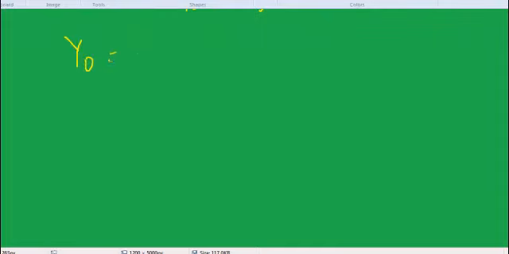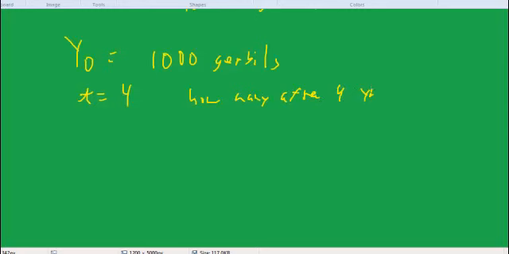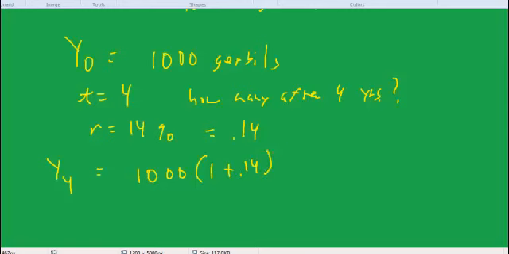So Y0 is the amount of gerbils we start with. So we start, let's say, with 1,000 gerbils. Let's say T equals 4. We want to ask how many after 4 years. And let's say the growth rate is 14% per year, and so that's equal to 0.14. Alright, so we'll use our formula. After 4 years we're going to have 1,000 times 1 plus 0.14 to the 4th, which equals about 1,689. So that's how many gerbils we end up with at this growth rate for 4 years.